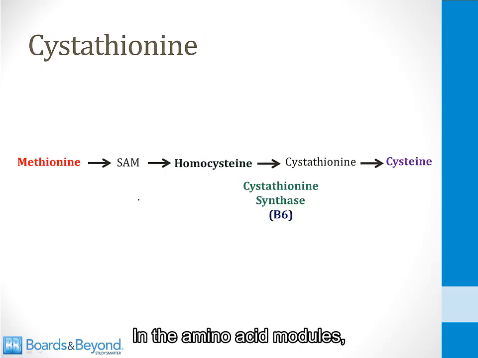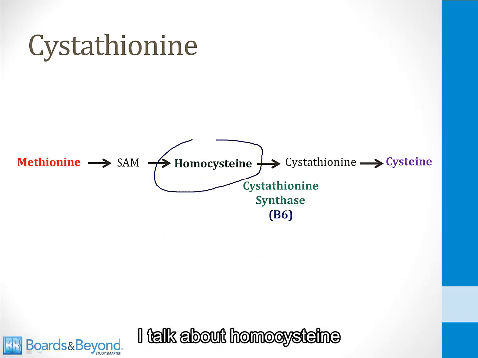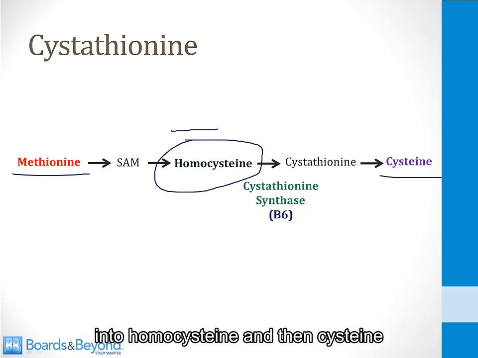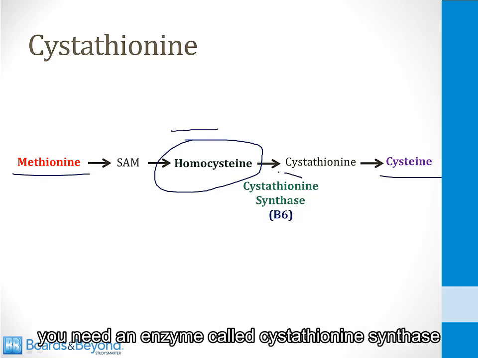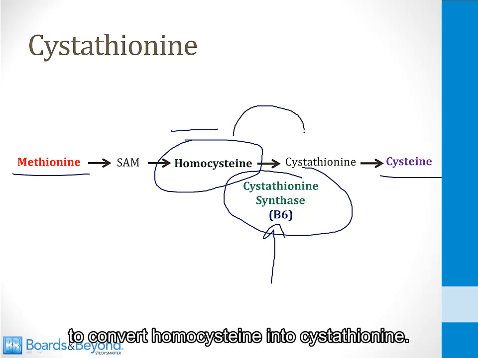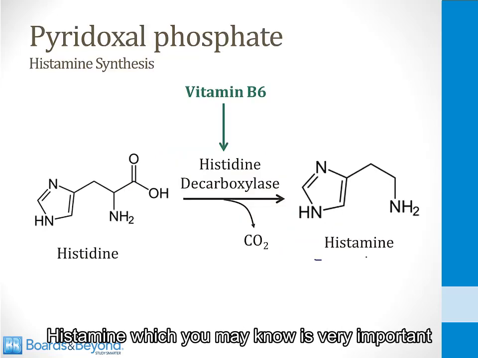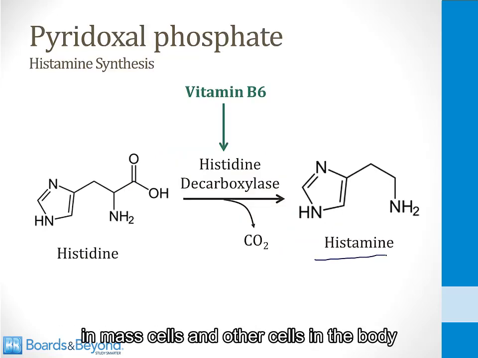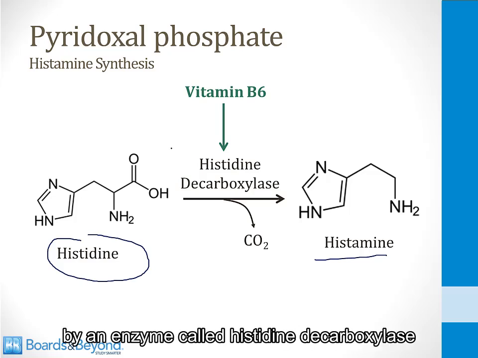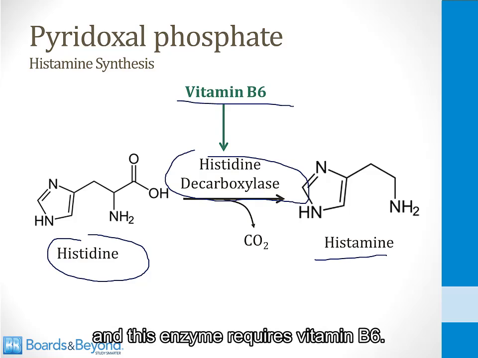In the amino acid modules, I talk about homocysteine, and in the pathway of converting methionine into homocysteine and then cysteine, you need an enzyme called cystathionine synthase, and that requires vitamin B6 to convert homocysteine into cystathionine. Histamine, which you may know is very important in mast cells and other cells in the body, is derived from the amino acid histidine. It is synthesized by an enzyme called histidine decarboxylase, and this enzyme requires vitamin B6.